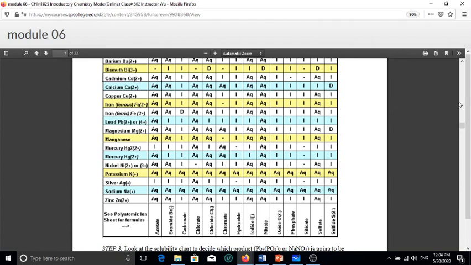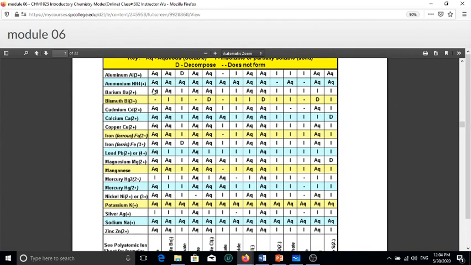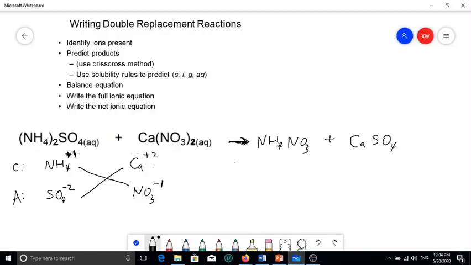the ion solubility chart. Looking for ammonium, you can see ammonium. If you look at the ammonium, they're all going to be aqueous. So it's convenient to remember that. Any ammonium-based compound is going to be AQ.